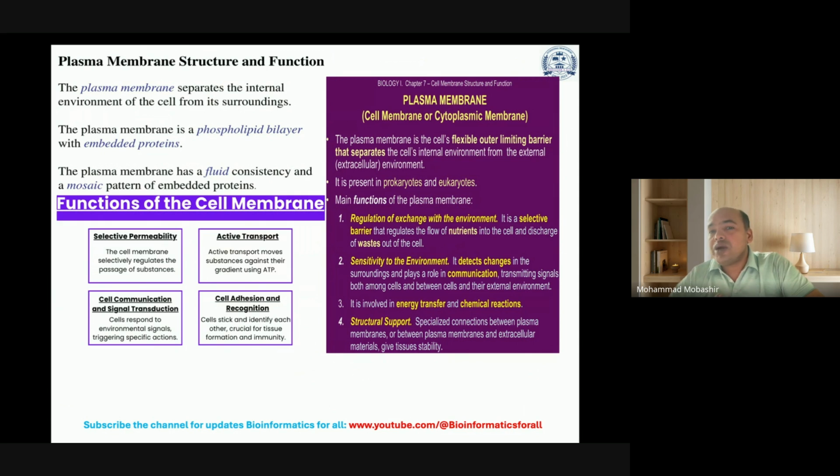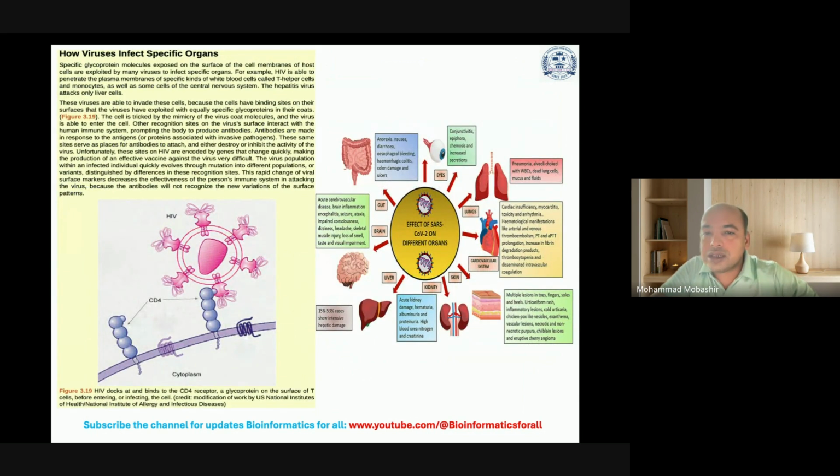If you want a summary of the plasma membrane, it is the cell's flexible outer limiting barrier that separates the cell's internal environment. It is present in both prokaryotes and eukaryotes. Main functions include regulation of exchange with the environment, that is selective permeability, and sensitivity to the environment. Then energy transfer and chemical reaction, and of course structural support. Basically, the same thing could be summarized here: selective permeability, active transport, cellular communication, cell adhesion and recognition, or cell identification.